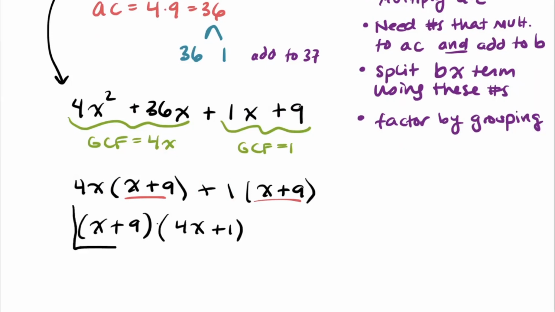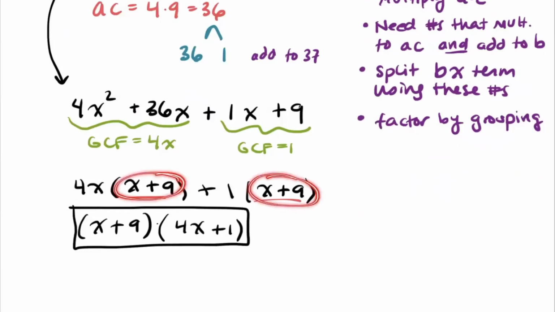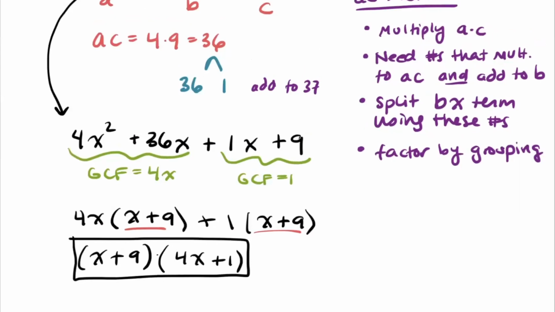And this should always work if you do it right. By construction, this x plus 9 in this case should be the same. If not, then something went wrong elsewhere. So that is the AC method.